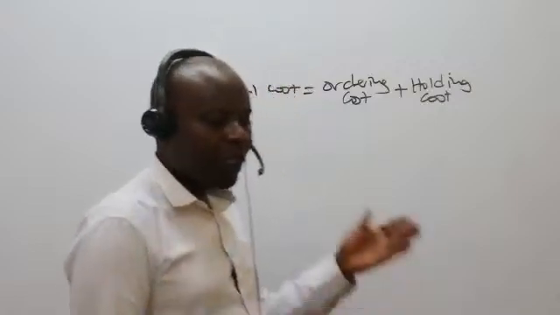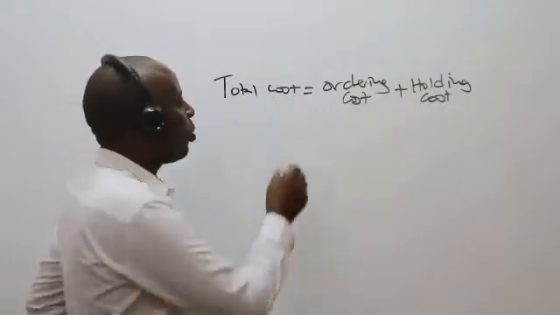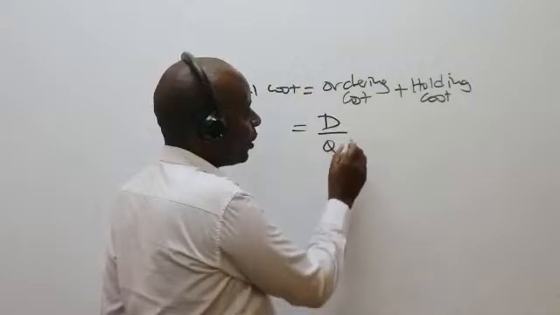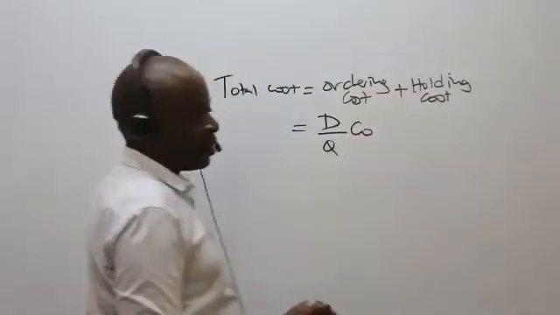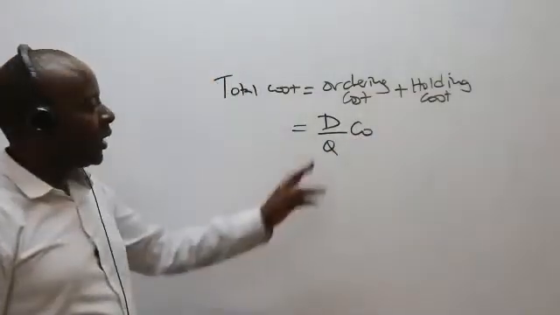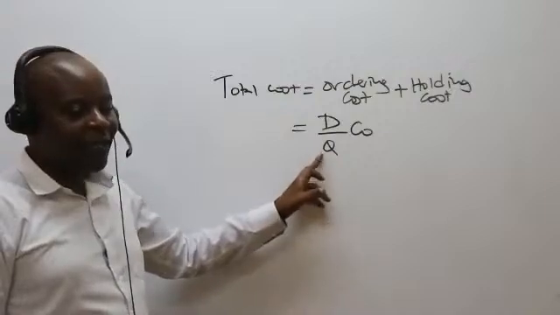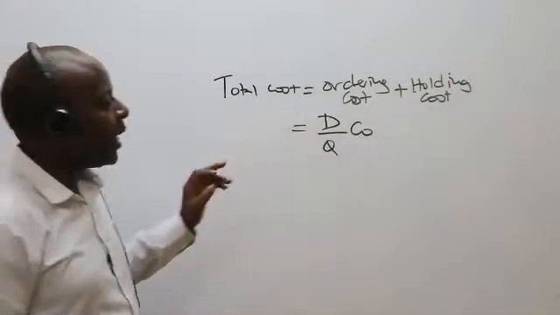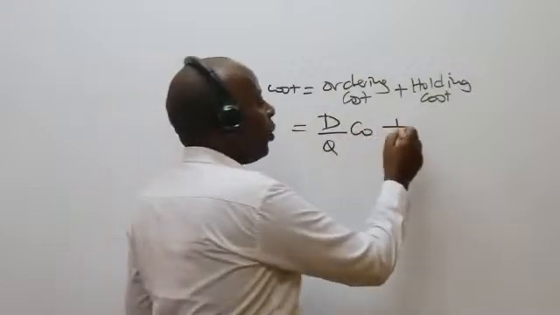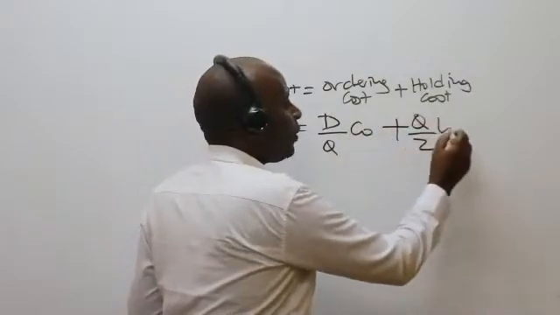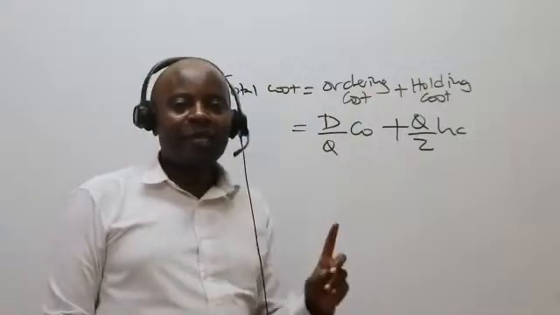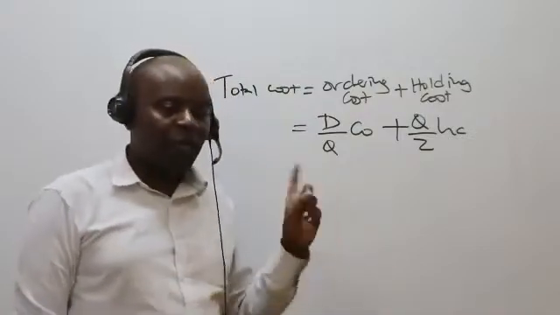So, how do we get ordering cost? To get ordering cost, we normally talk of the number of orders, multiplied by CO. Number of orders is the annual demand divided by the quantity, multiplied by CO. Plus our holding cost, which is always on the basis of our average inventory.